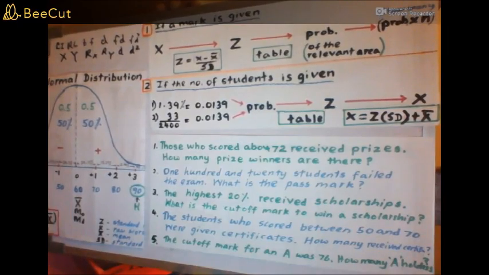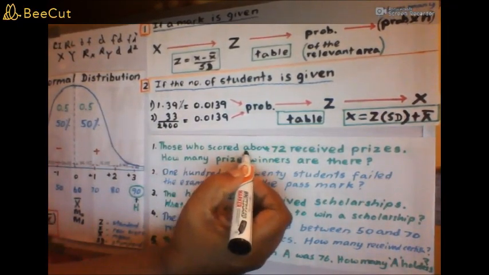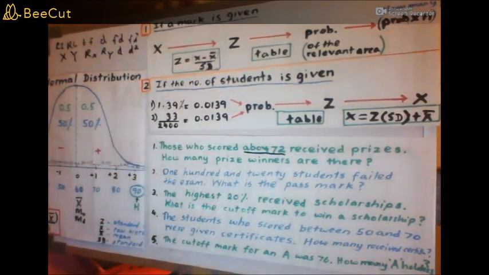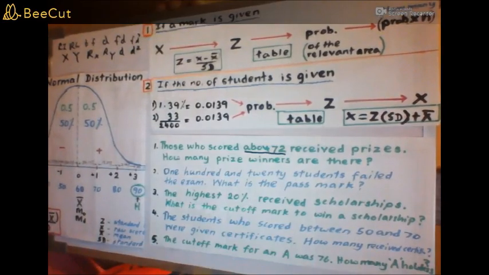Those who scored above 72. Marks are given. Underline. Now tell me which route you will have to take, the first one or the second one. The marks are given. So the first one, a mark is given. Just follow this route.